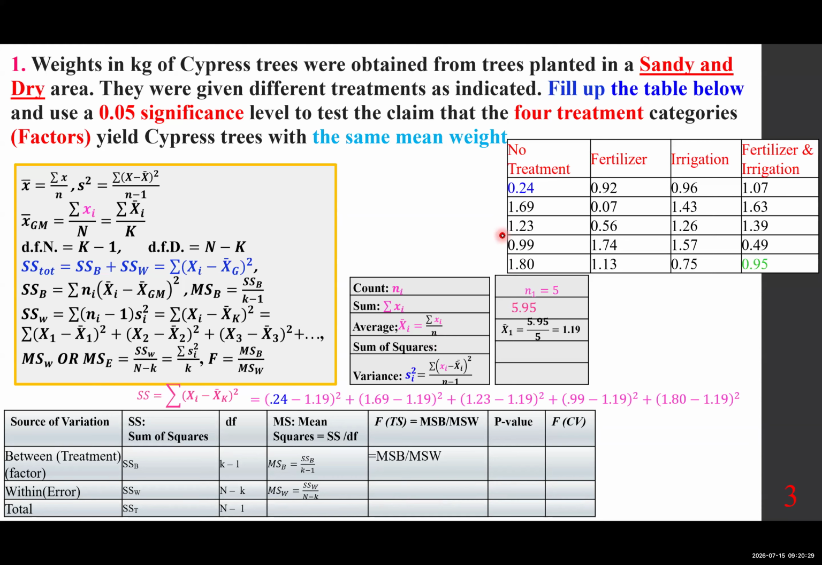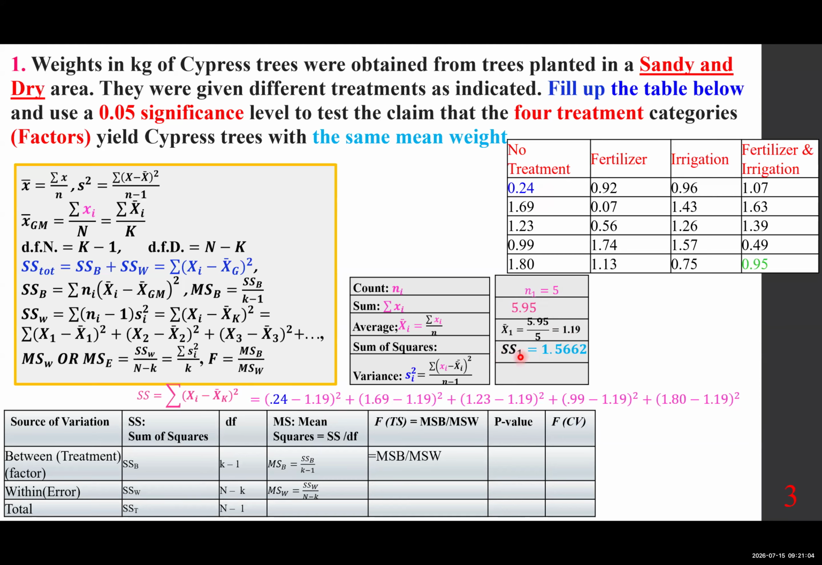We have the average here, okay? So 0.24 minus the average, 1.19, quantity squared, plus 1.69 minus the average quantity squared. So that's what it is. So each x, subtract from it the average and square it and add them up. This is what we have here.